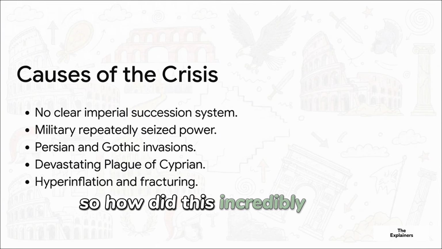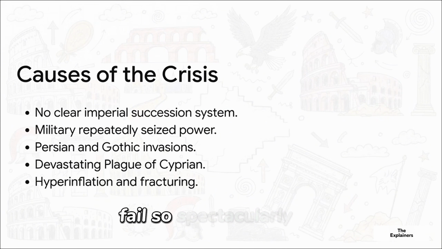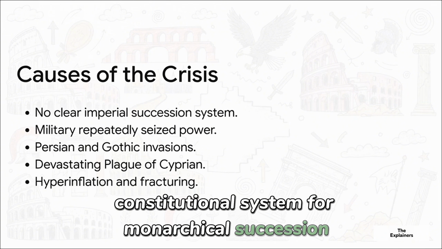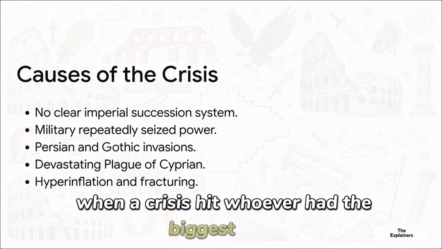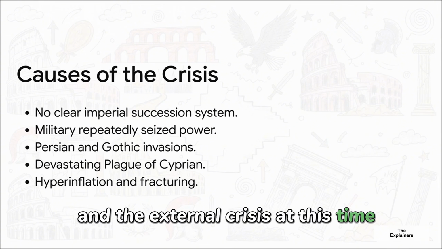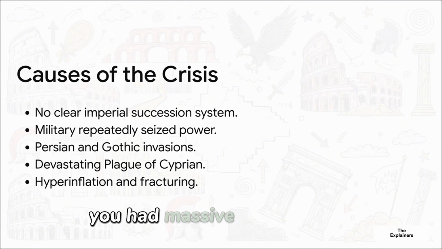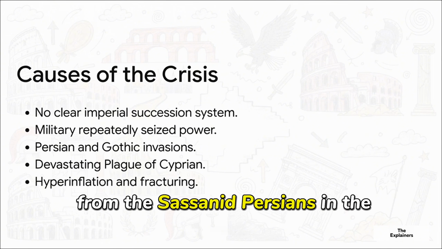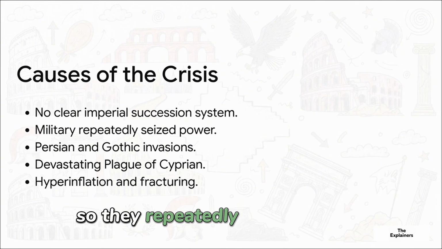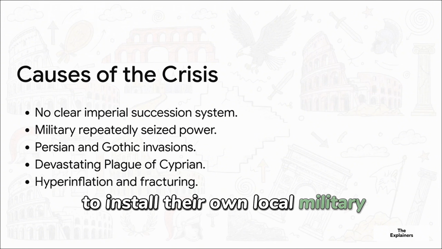So how did this incredibly strong structure fail so spectacularly? Well, first off, Rome never actually established a clear constitutional system for monarchical succession. When a crisis hit, whoever had the biggest army simply took the throne by force. And the external crises at this time, they were terrifyingly real. You had massive new invasions from the Sassanid Persians in the east, led by King Shapur I, and huge Gothic confederations in the north. The Roman soldiers felt the central elites in Rome were just too incompetent to protect the borders, so they repeatedly usurped power to install their own local military commanders.